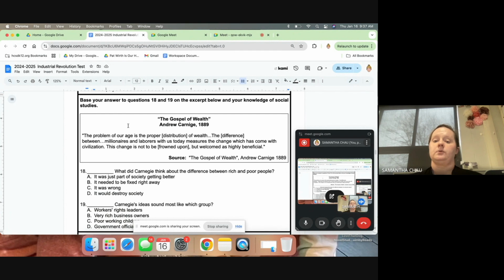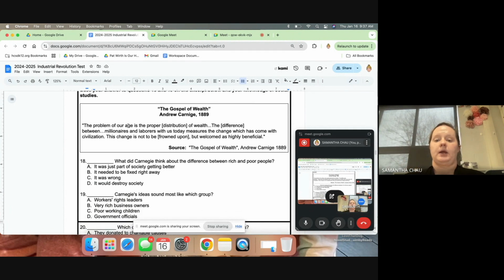So what I'm going to do is read the passage, then I'm going to read the questions and the choices. What did Carnegie think about the difference between rich and poor people? Carnegie's ideas sound most like which group?